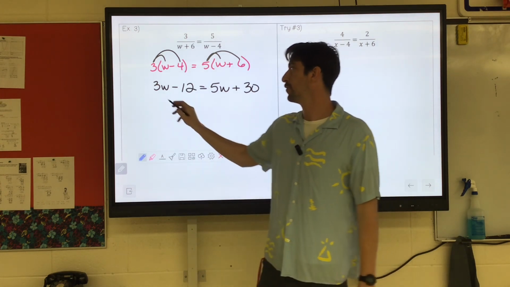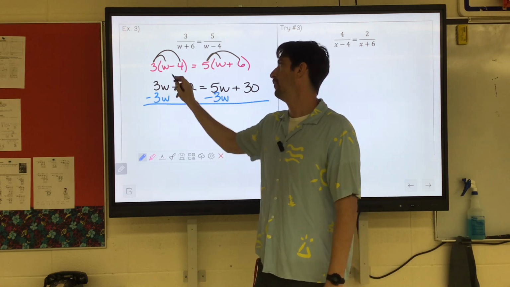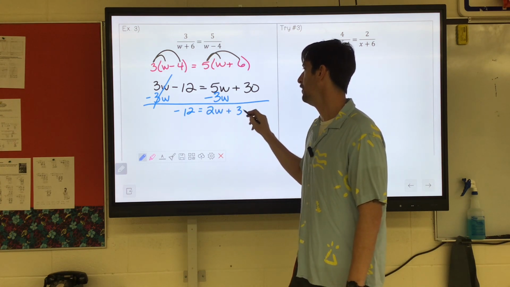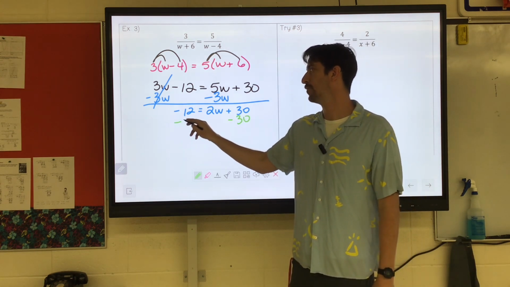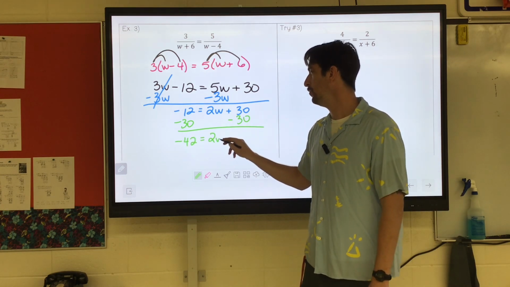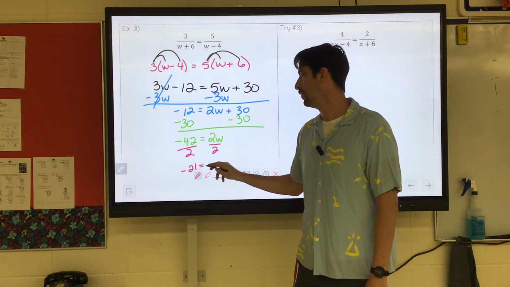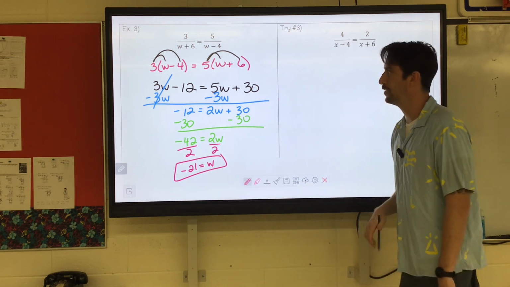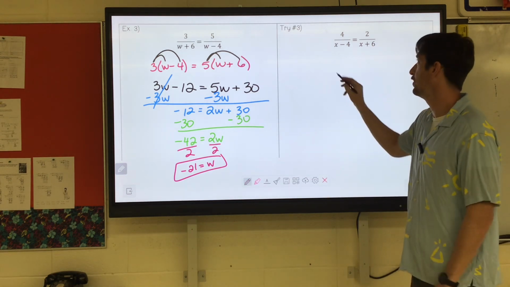So we got to get the variables on the same side. We'll go ahead and subtract 3 w's from both sides. Negative 12 equals, that would give us 2w plus 30. We could subtract 30 from both sides to get rid of plus 30. Negative 42 equals 2w, and then we'll divide by 2. We get negative 21 for w. That was tough. Not any more difficult than the last one, though. So go ahead and try this one out, see how you do. Pause it, try it, check back in.